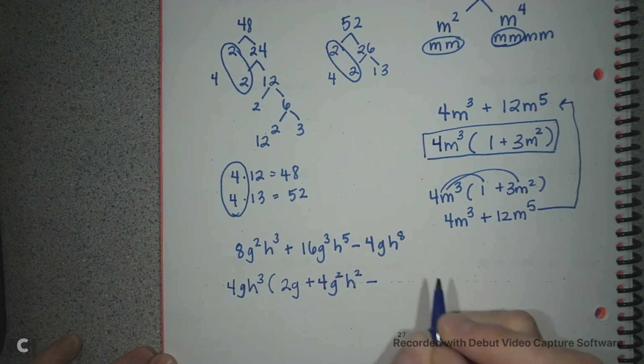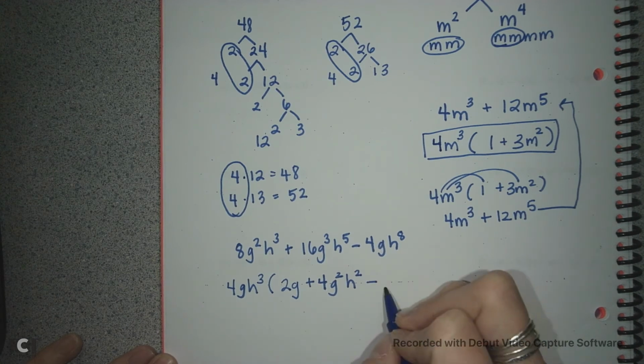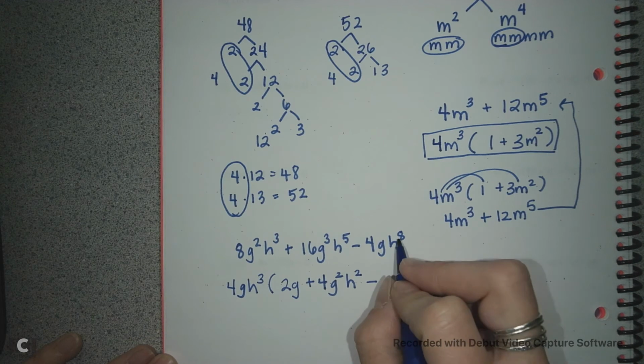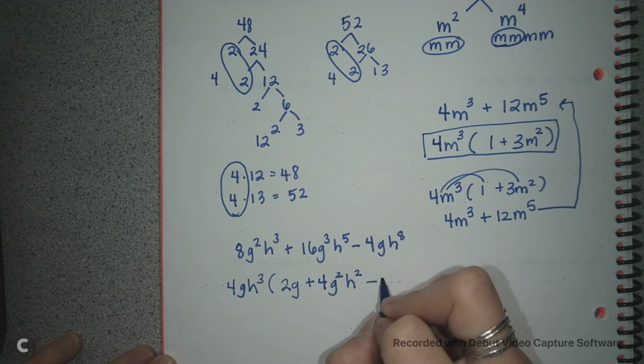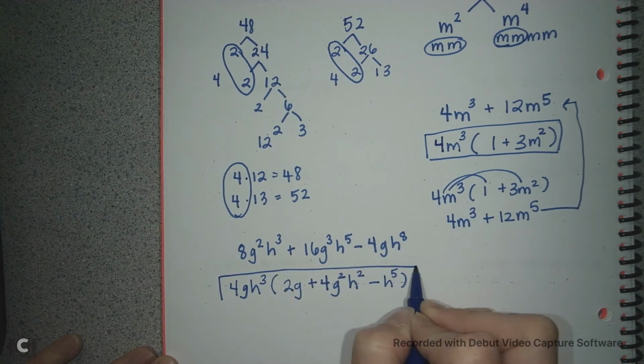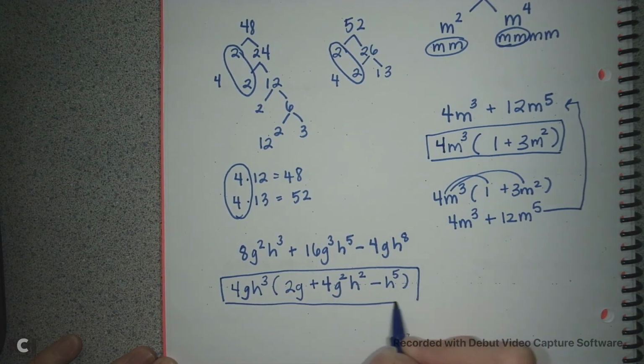Bring down your negative. If I take 4 out of 4, I have 1. We don't need to write 1. G out of g, I have no g's. 8 h's take away 3 h's, I have 5 h's left. If you wanted to check to make sure you did it correctly, just distribute it through.